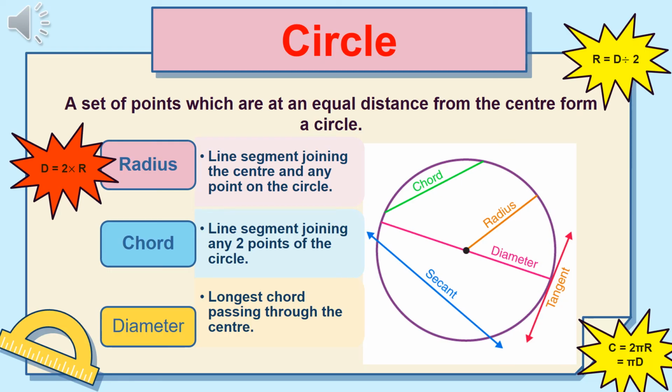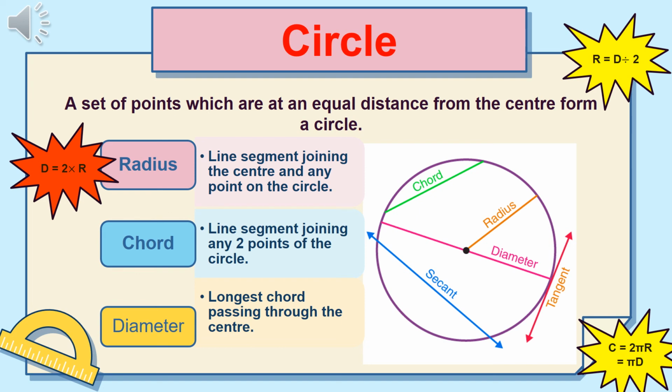Let us revise about the circle. A set of points which are at an equal distance from the center form a circle. What do we have in this circle? We have a radius, which is a line segment joining the center and any point on the circle. What is a chord? A chord is a line segment joining any 2 points of the circle. And well, yes, a diameter is the longest chord which passes through the center.